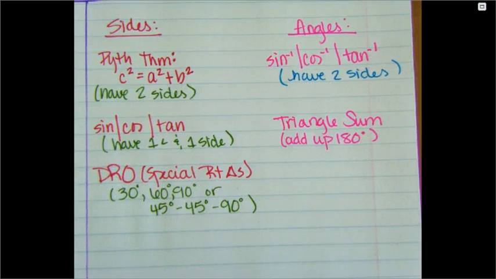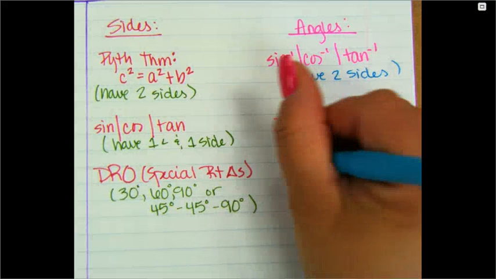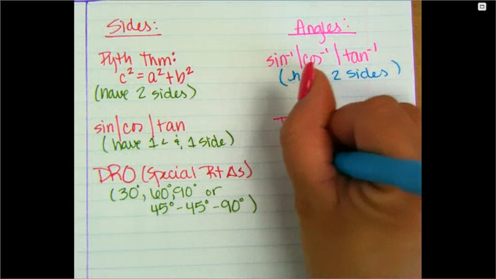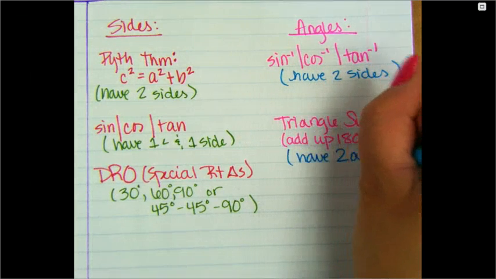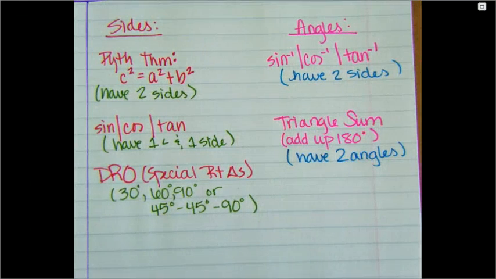How many angles do you need for triangle sum? Or what do you need for triangle sum? You need to have what? Have two what? Two angles. So all I'm finding at that point is how many angles? Just one. Okay? This kind of makes sense.